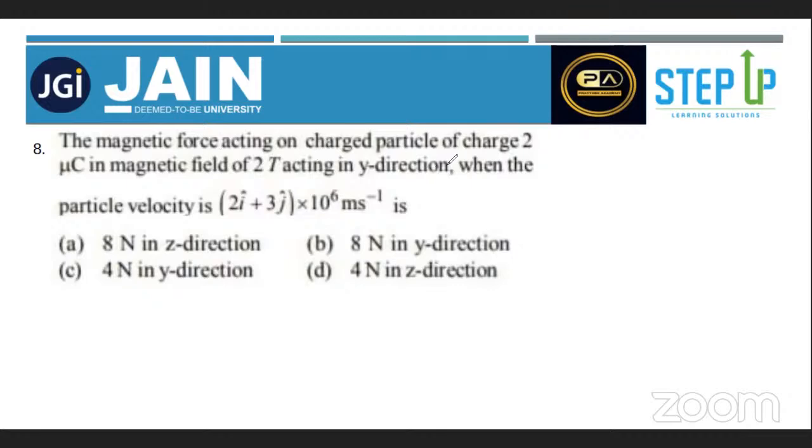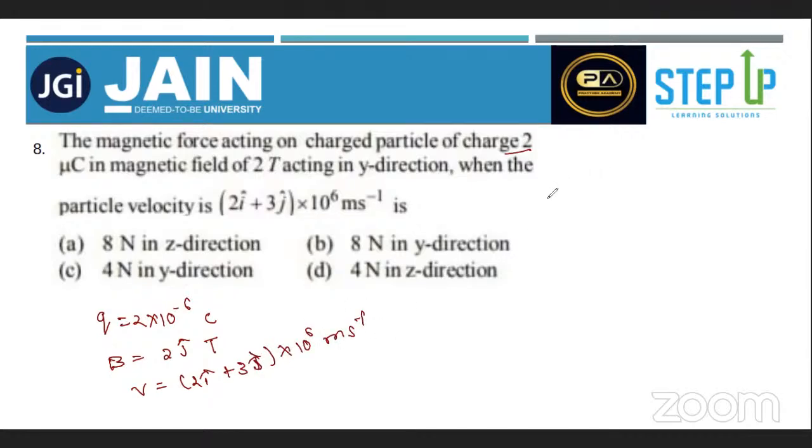Okay, see here. The charge given on this is basically equal to 2 into 10 raised to minus 6 coulomb. And they have given you the magnetic field, that is B, which is acting along y direction. So I can write it as 2j Tesla. Velocity is given as 2i vector plus 3j vector into 10 raised to 6 ms minus 1.